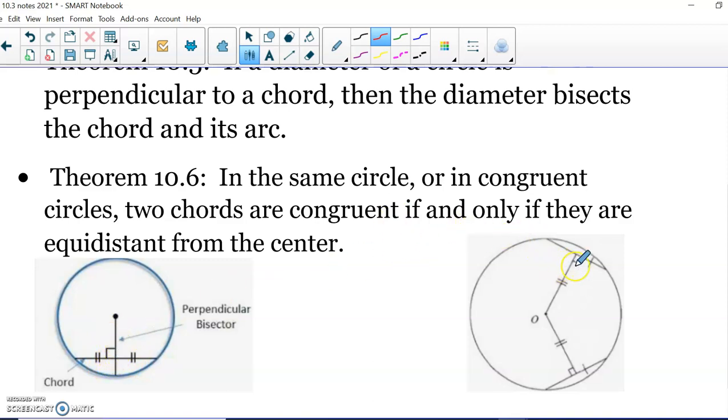The last rule I want to talk about says if two chords are equidistant from the center of the circle, then we can assume those two chords are congruent, and the converse is also true. If we have two congruent chords, we can assume that they're equidistant from the center of the circle. A couple things are important here. They're showing you that they're equidistant, and it's important that you see this right angle. That right angle tells us that they're measuring straight. If we went at a different angle, we wouldn't be able to tell that they are congruent.